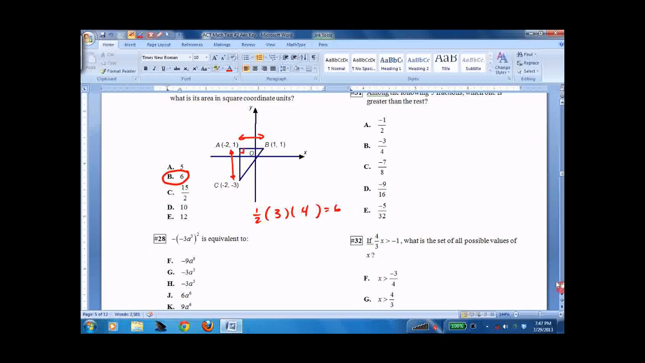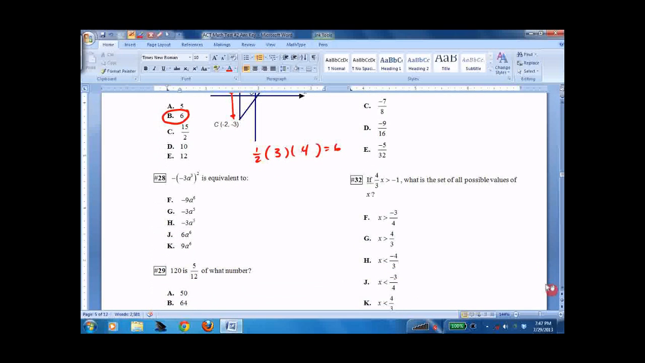28's a little bit of what we call general algebra. And again, they throw those negatives in just to see if you're paying attention. Negative 3a to the third, squared. I'll keep the negative and square everything else. -3 squared is 9. 3 times 2 is 6. Rules of exponents. And we get F.